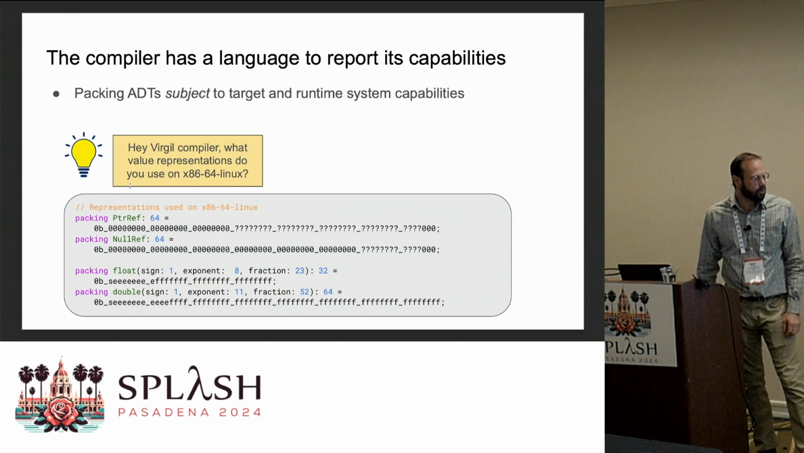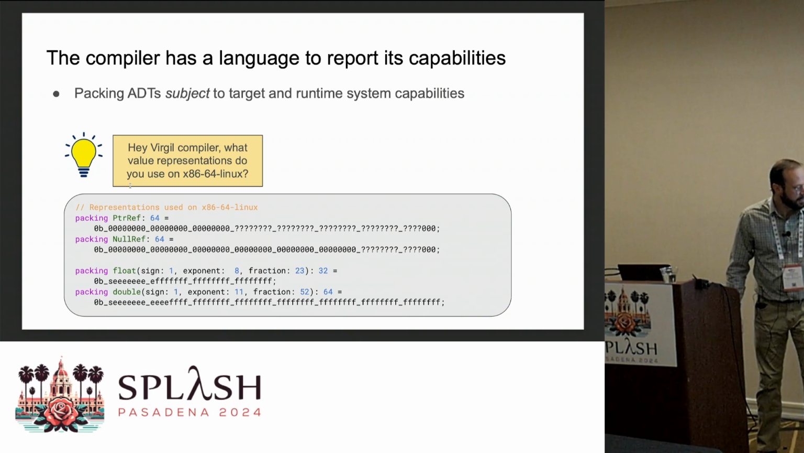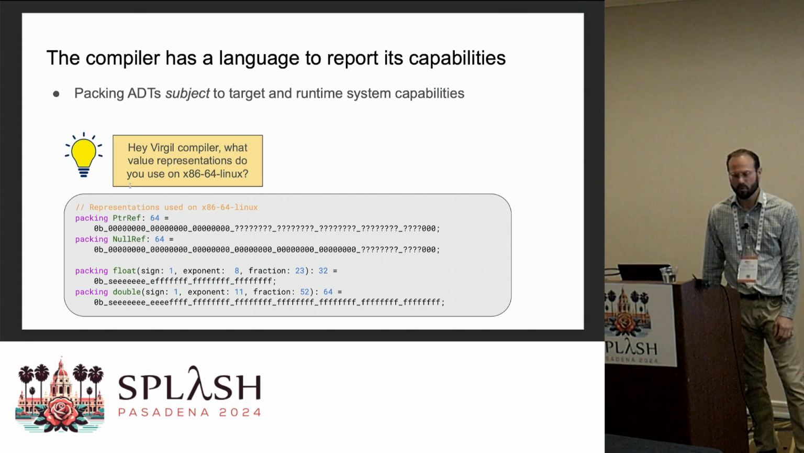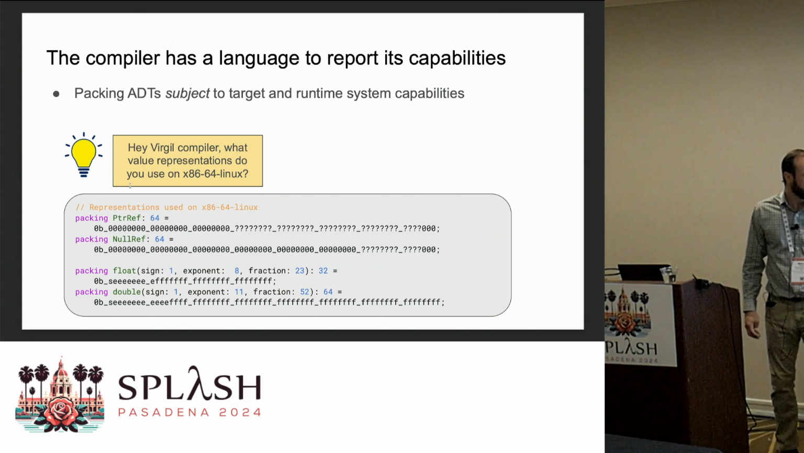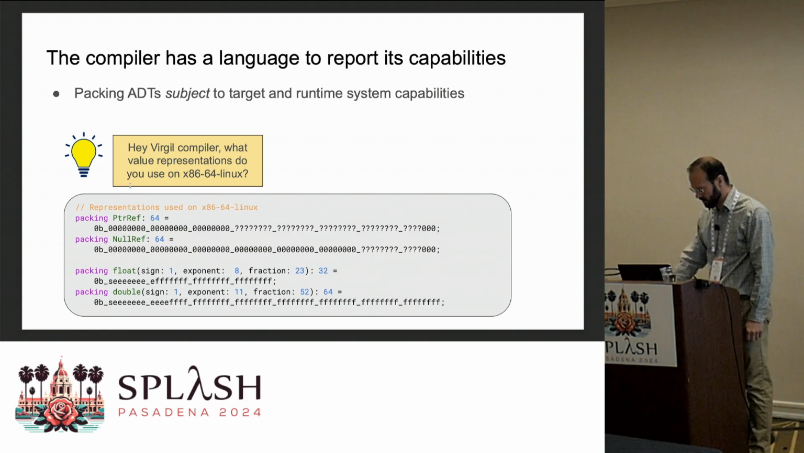IEEE 754 is the thing. So float has a specific representation, and that's what it looks like. So you can ask the compiler, hey, tell me what IEEE 754 is, and it'll tell you exactly how floats are laid out. And so you don't have to do the bit arithmetic yourself.